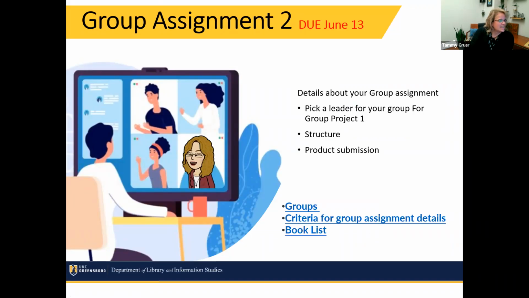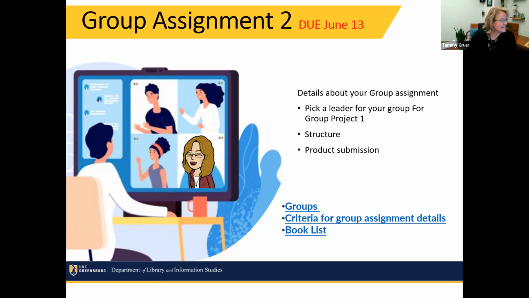Okay, next, I want to talk briefly about your group assignment 2. So normally when we're meeting in person, this is when I would want to take all of your group assignments that you did last week and share them out and show the class what they look like. Obviously, we're not going to be able to do that in a recording. So I do want to tell you that your next group assignment will be June 13th, and you will be adding to the project that you worked on last week.